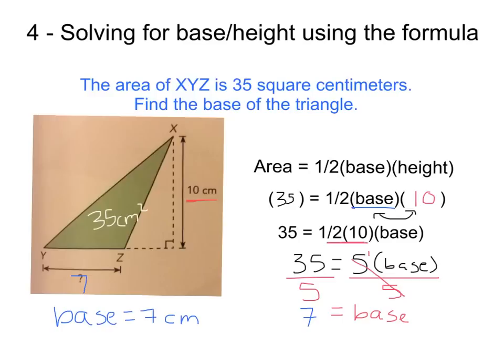So I can put 7 centimeters here. Now, I can double check that my math was correct because I can actually plug in my base of 7 and my height of 10, and I can see if 10 times 7, which is 70, times 1/2, equals 35. And I know that since my area equals 35, I did this correctly.